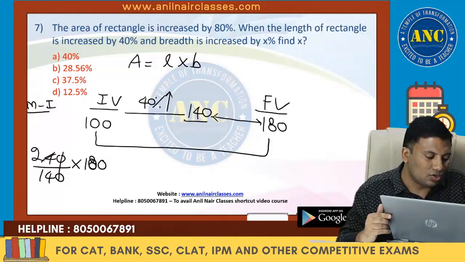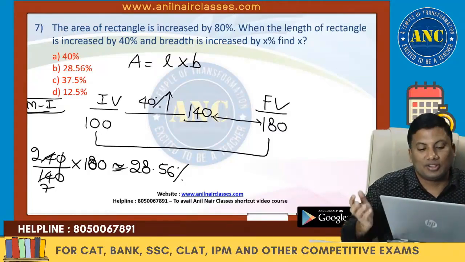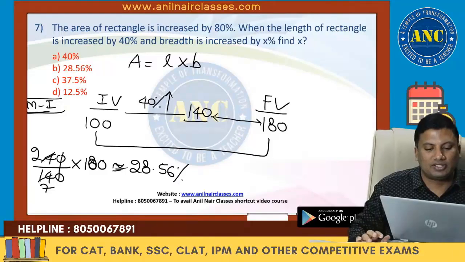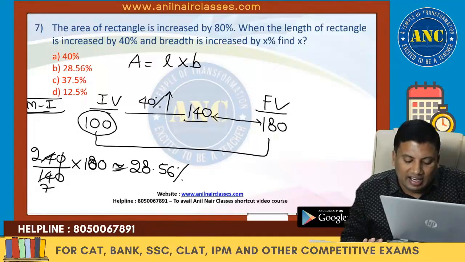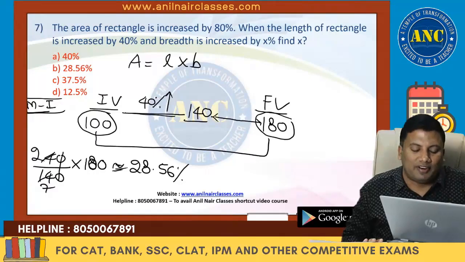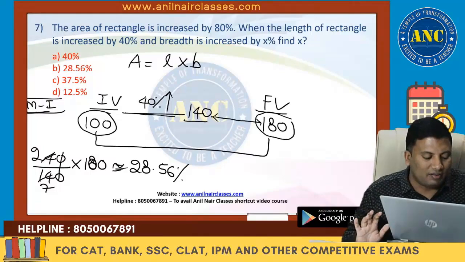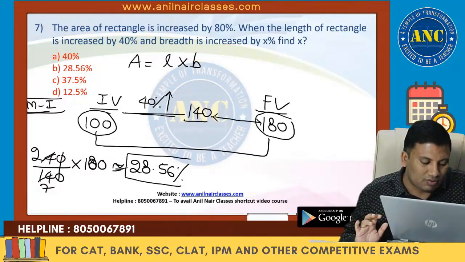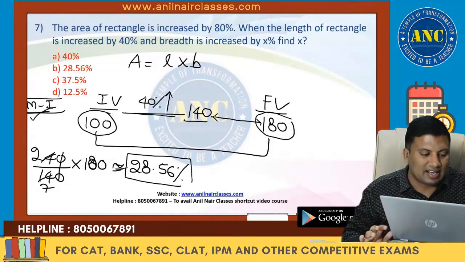0 cancel. 2 2s are 2 7s are. 2 by 7 is nothing but 28.56 approximately. I hope this method is clear. So that is exactly what I said in examples. Area initially it is 100. It is increased by 80. 180. Length increases by 40. 140. Breadth we don't know. 140 is becoming 180. 40 increase on 140. 2 by 7 which is 28.56. Method number 1.